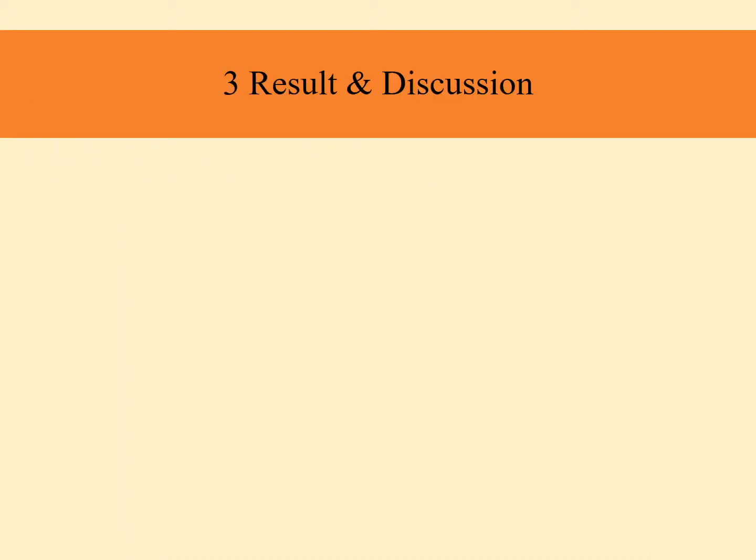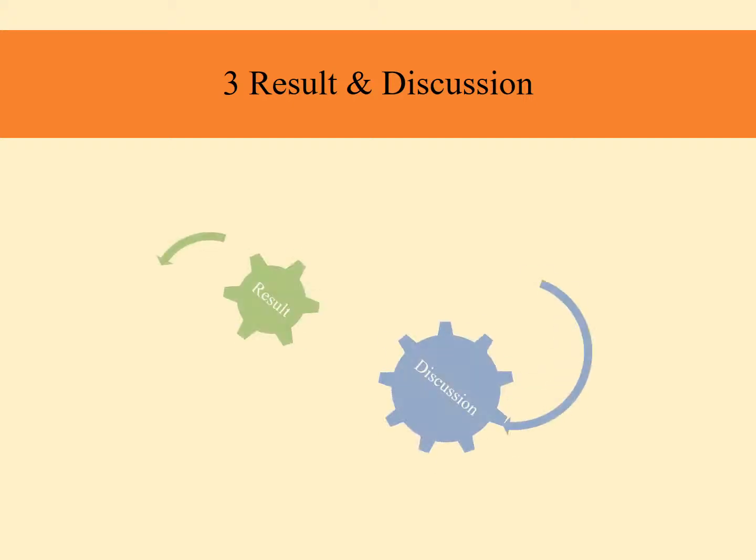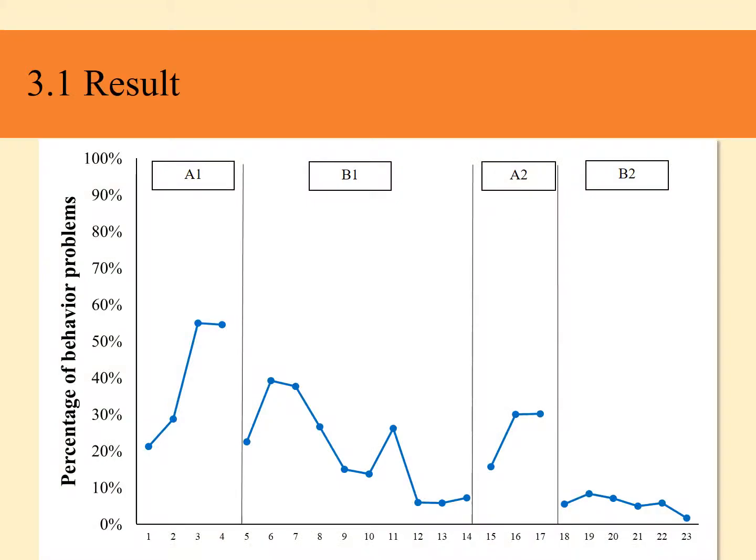The last part is result and discussion. Result. Let's talk about the effect on behavior problems first. The figure demonstrates the percentage of problem behavior. From the figure, we can find out that in baseline 1, problem behavior rose up. So, AIS was introduced into intervention 1. The phase went into intervention 1.